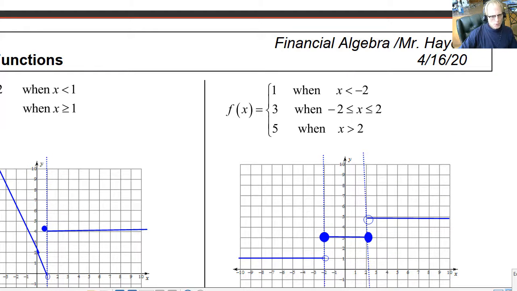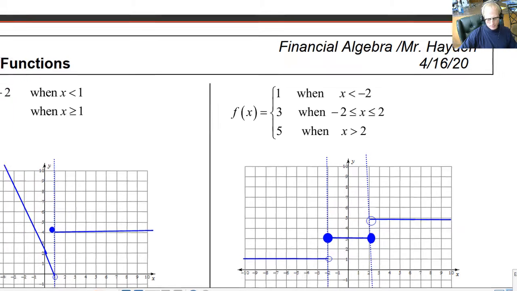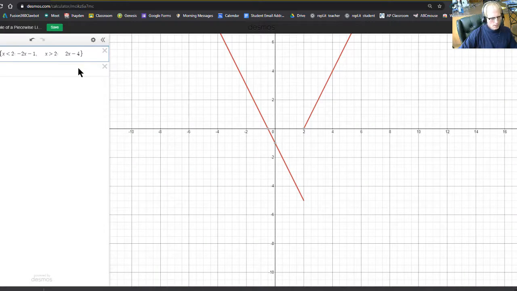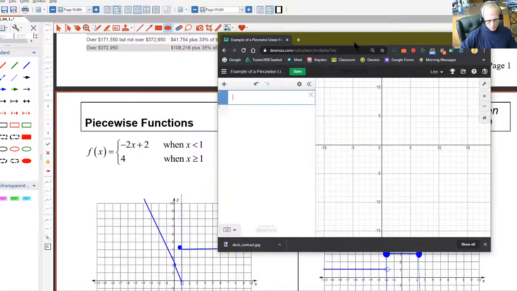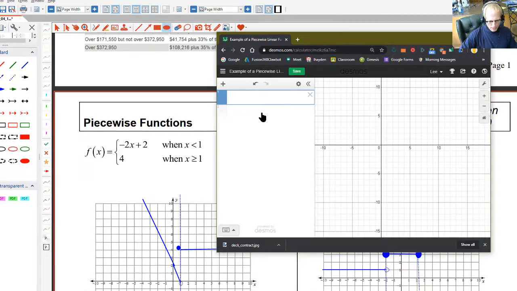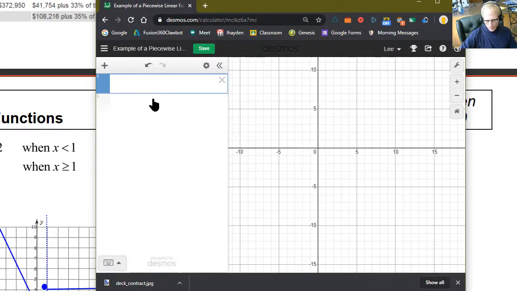All right, so now I'm going to show you how to graph these in Desmos, how to do a piecewise function in Desmos. It's actually pretty convenient to graph these in Desmos instead of by hand. Because then you don't have to do all the drawing of all the lines yourself, and you don't have to worry about making straight lines and doing rise and run and so on.